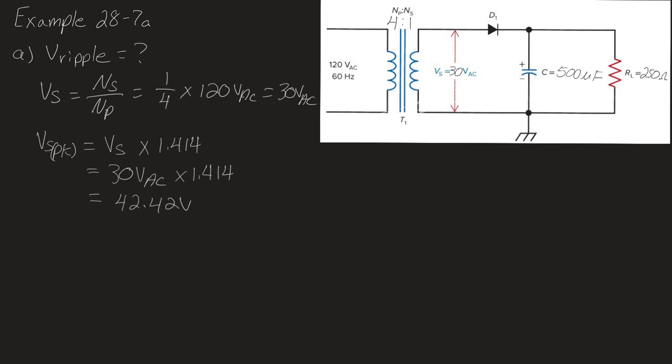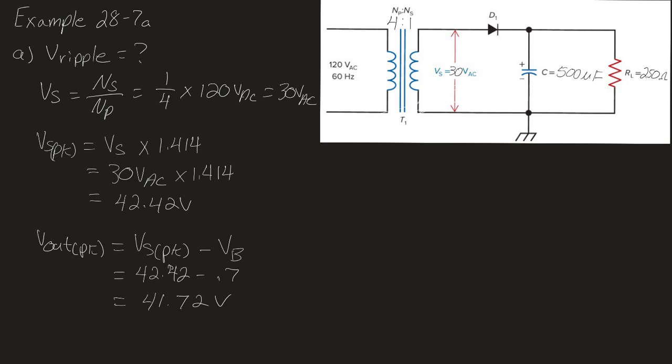Now we can calculate our output. Remember, we have this diode in this circuit here, and we're going to get that 0.7 voltage drop, so we need to account for that. So our V out peak is going to equal our Vs peak minus the voltage drop on our diode. So our Vs peak is 42.42 minus 0.7, and that gives us 41.72 volts.